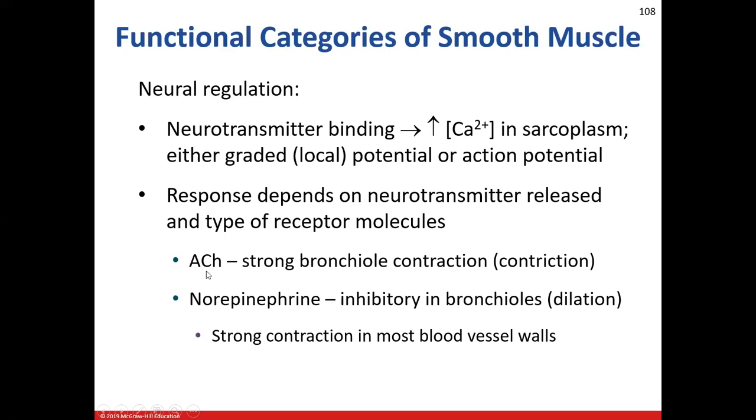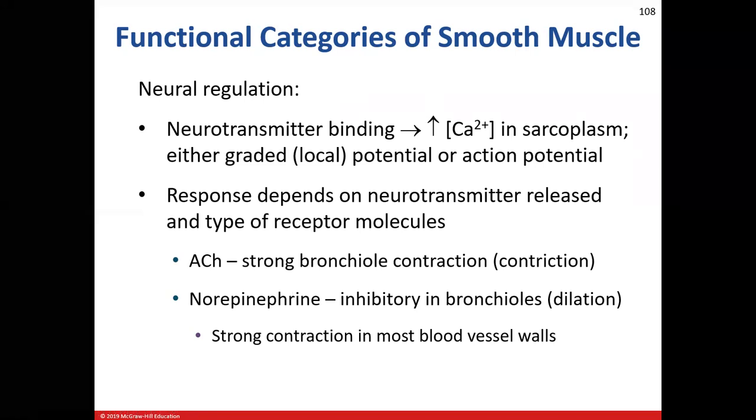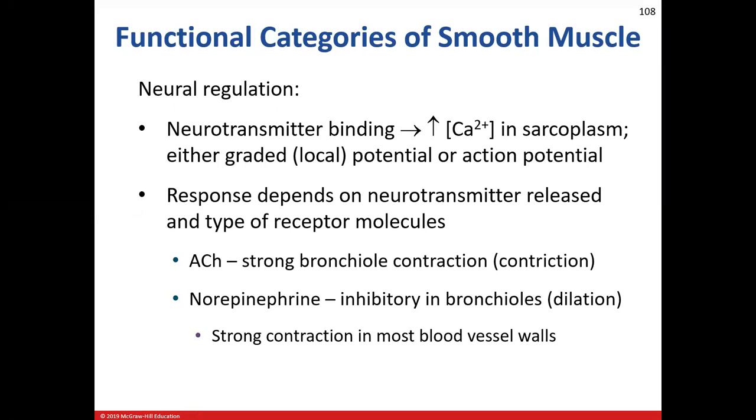So if we think about this, acetylcholine causes a strong bronchial contraction. Norepinephrine, or its very close cousin, epinephrine, has this inhibitory effect in the bronchioles, which causes dilation. When we consider the EpiPen, we use that in response to an allergic reaction, and what happens in an allergic reaction is that it causes constriction for breathing. By utilizing the EpiPen, that adds epinephrine to your system and causes this inhibitory effect in the bronchioles, allowing the bronchioles to dilate and allowing you to breathe easier.